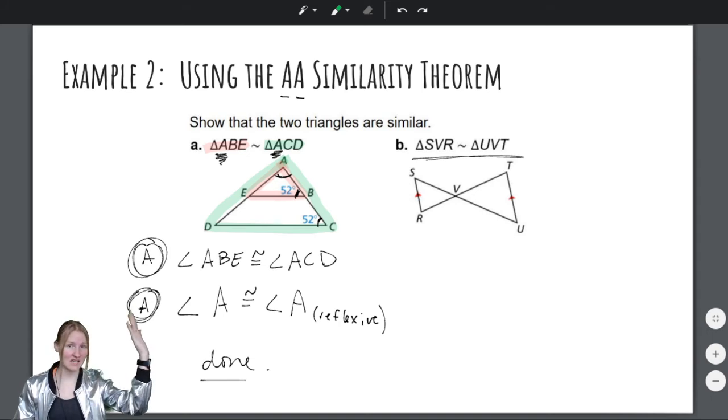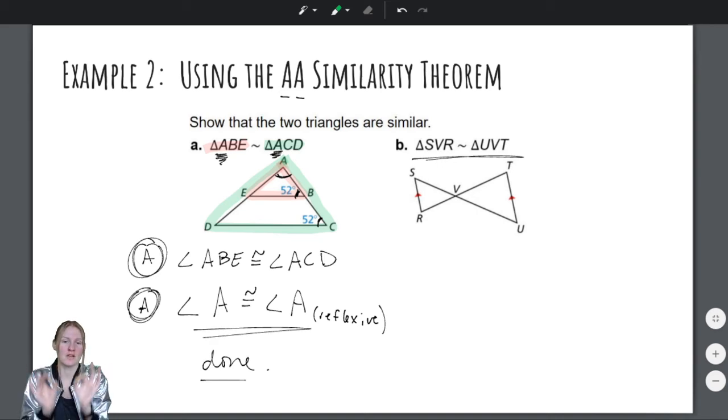We did in the last example, we did. In this example, I can see that they're congruent. I can prove that angle A is congruent to itself without knowing what its measure is. Anything is congruent to itself. Doesn't matter how many degrees it is.